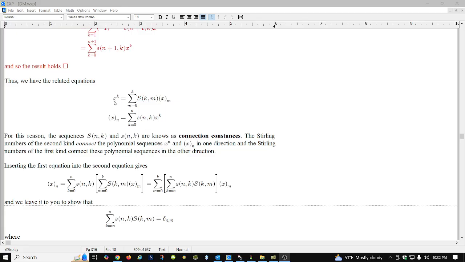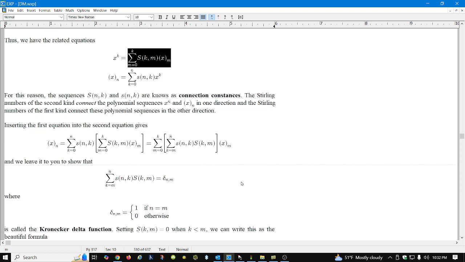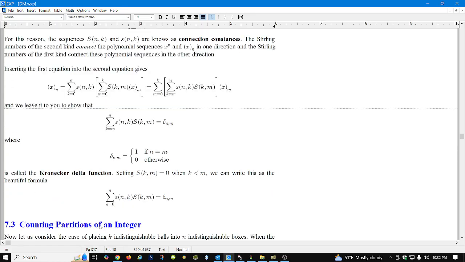Now, if we use the first equation in the second, if we replace this by all of this, it'll look like this. And I'm going to let you simplify to get to this point. So this very nice, handsome sum is the Kronecker delta δ(n,m). And you may know the Kronecker delta function, δ(n,m), is 1 if n equals m and 0 otherwise. So this is a handsome formula that describes what happens when you multiply the two types of Stirling numbers together and then take their sum.